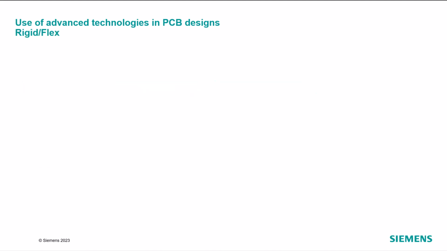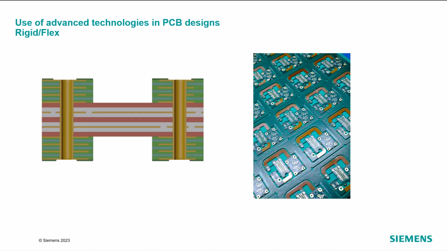Continuing with the advanced technologies, we'll look at rigid flex designs. A rigid flex PCB is composed of a combination of rigid boards and flexible circuits that are permanently laminated and interconnected to one another through vias.